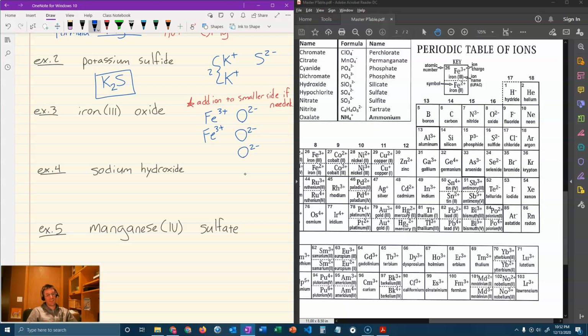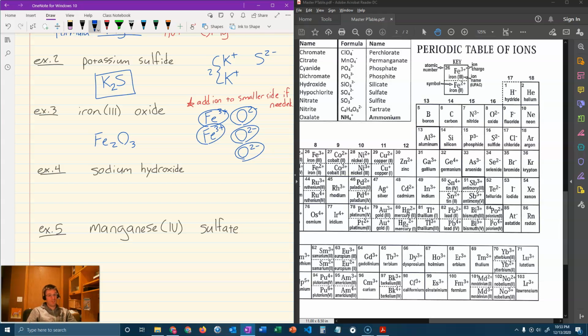And oh, look at that. It all just popped out nicely for me. Now I have 3, 6 positives and 2, 4, 6 negatives. 6 negatives, 6 positives. We're good. Now I can finally write down my formula. Okay, Fe is my symbol. There are 2 of them, 1, 2. So Fe subscript 2. Oxygen, there are 1, 2, 3 oxides, so O3.